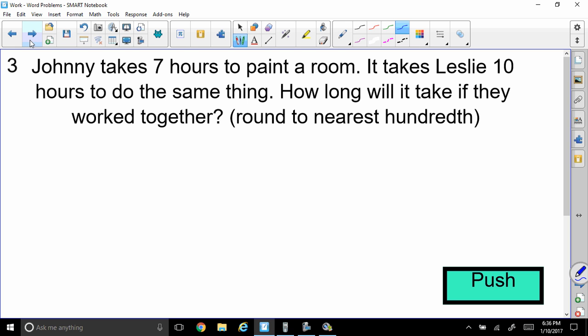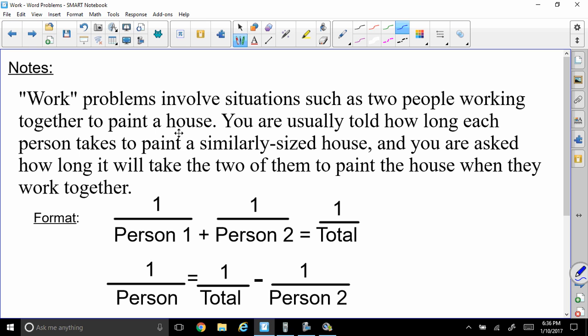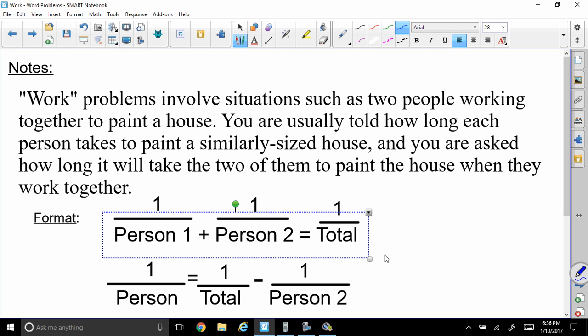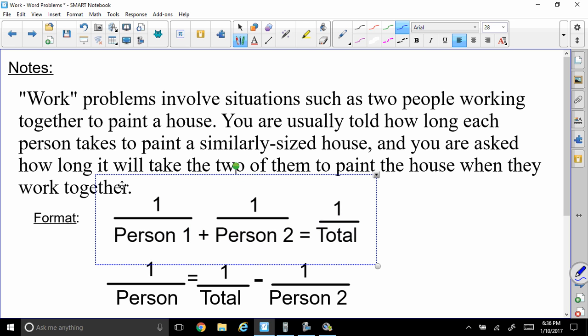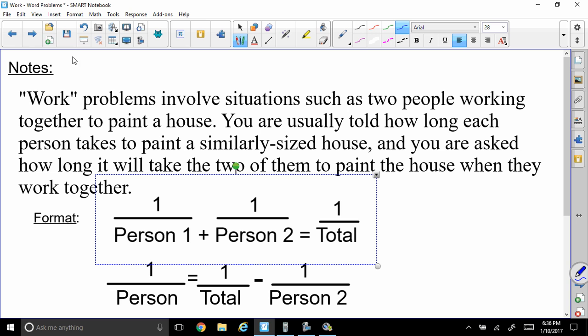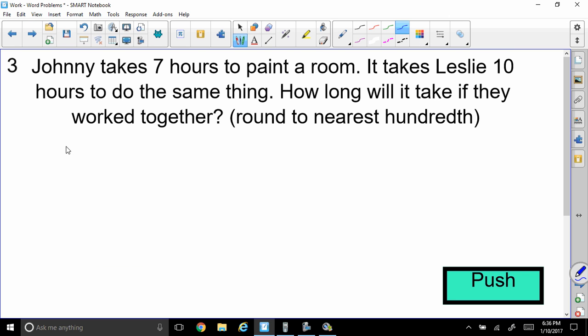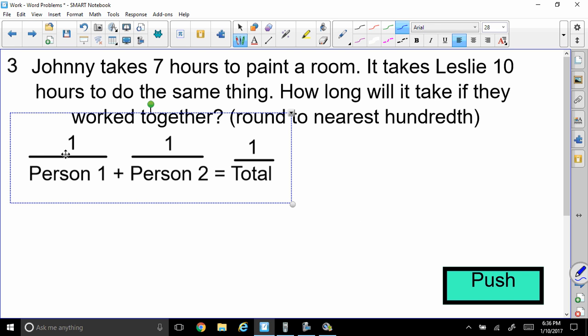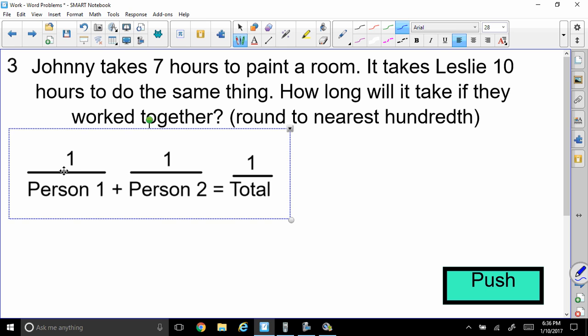So let's go back for a quick second. Look at our formula. They're working together, so person number one and person number two are working together. So let's grab that, copy it, bring it over, and paste it there so we can have it fresh in our mind.